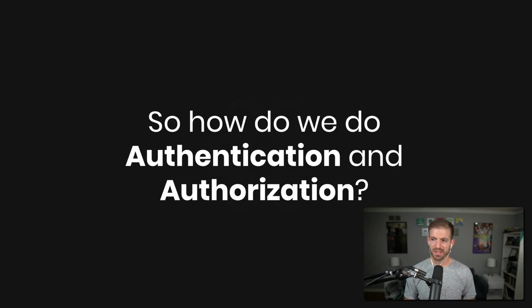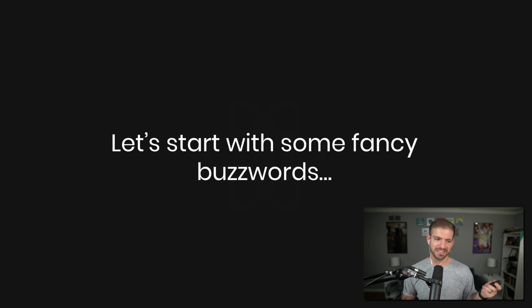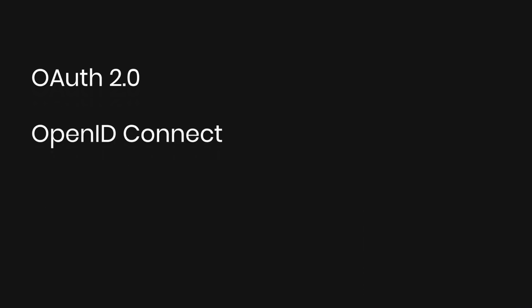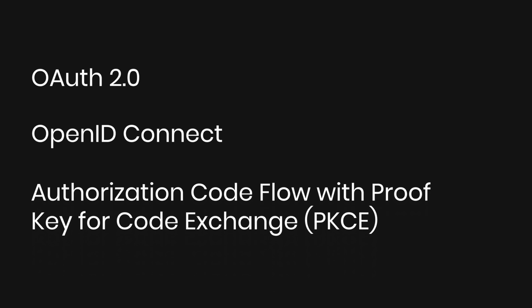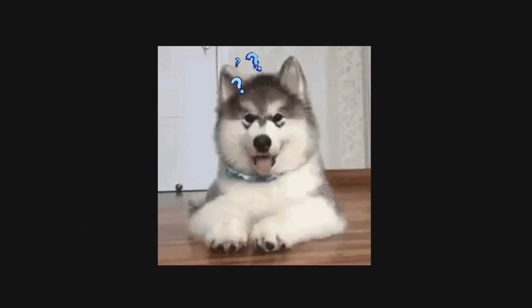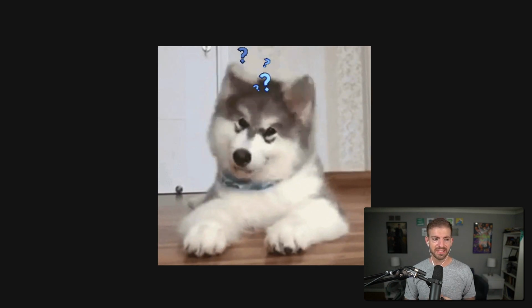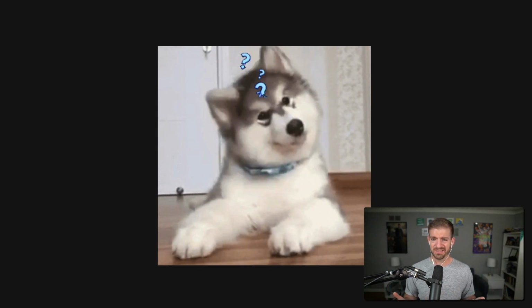So the first question is, how do you do authentication and authorization with a single page application? Well, let's start with some fancy buzzwords. Let's just kind of see where we get there. Let's say OAuth 2.0. Let's say OpenID Connect. Let's say authorization code flow with proof key for code exchange, otherwise known as PKCE. You're probably confused by those. You probably don't know the intimate details about those different things. And the important part here is you don't have to.